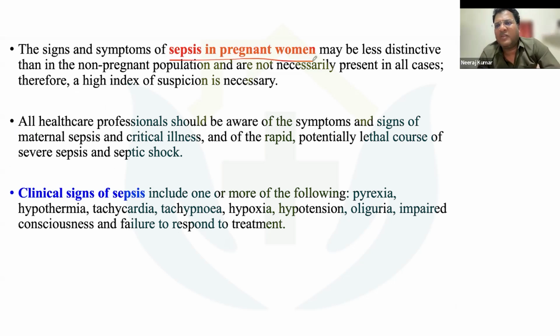Sepsis in pregnant women may be less distinctive many of the times than in the non-pregnant population, and signs are not necessarily present in all cases. Therefore, always keep a high index of suspicion in these cases. All healthcare professionals should be aware of the signs and symptoms of maternal sepsis and critical illness. That's because of the rapid potentially lethal course, as these patients deteriorate very rapidly, leading to severe sepsis or refractory septic shock. So classical signs of sepsis need to be remembered, like pyrexia, tachypnea, tachycardia, hypoxia, hypotension, renal failure, and loss of consciousness or impaired consciousness.